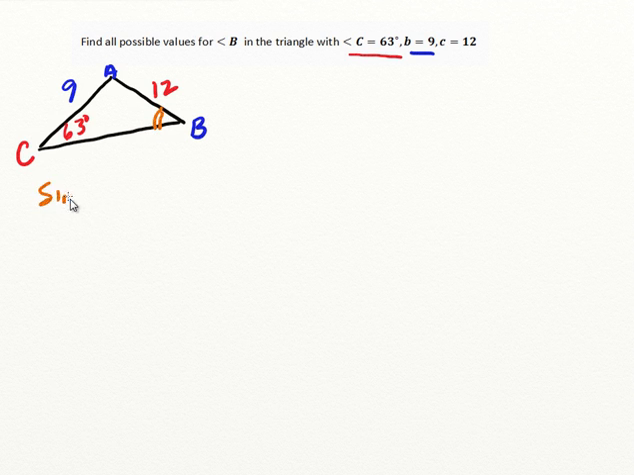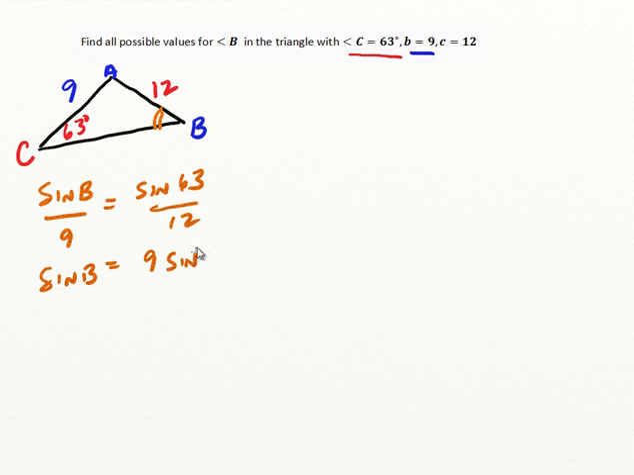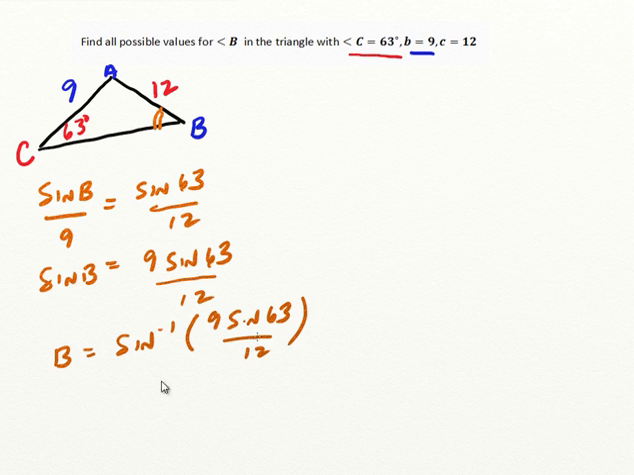So I will say, all right, the sine of B over 9 will equal the sine of 63 degrees over 12. Isolating sine B, I will move 9 up with the sine of 63, and then solving for B, I will take the inverse sine of this value over 12, and that will leave me with an angle measure for angle B that is equal to.